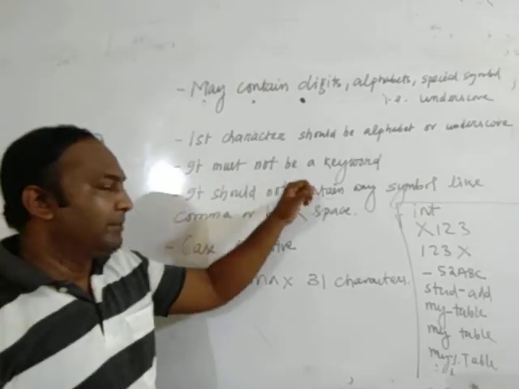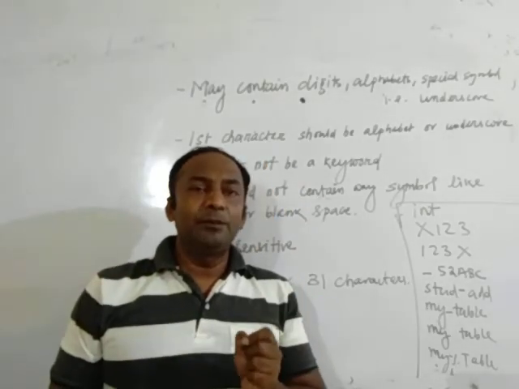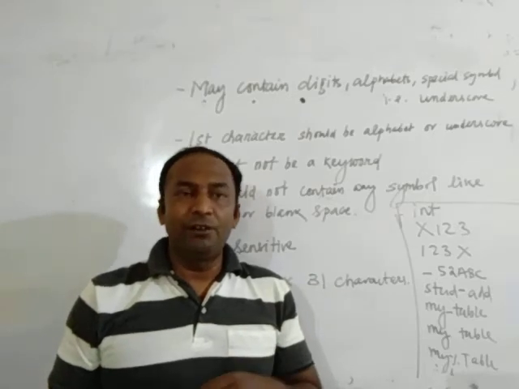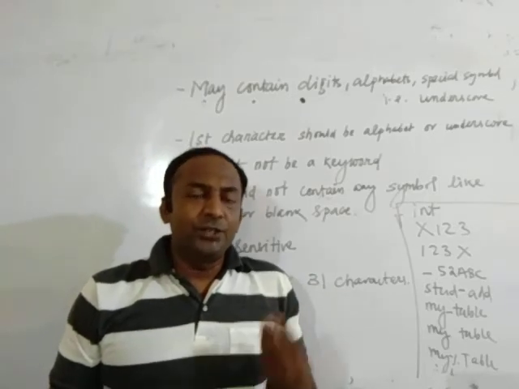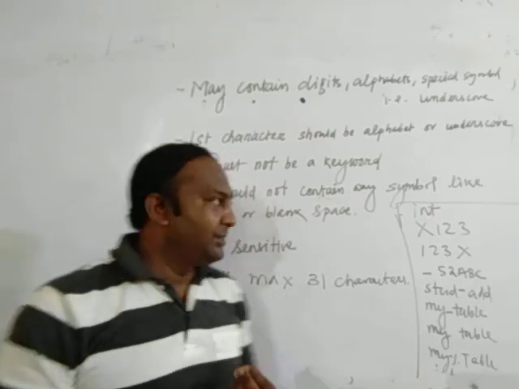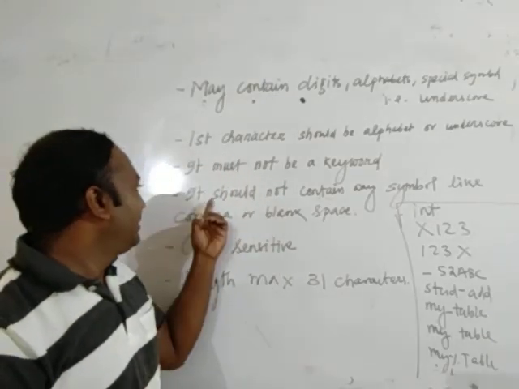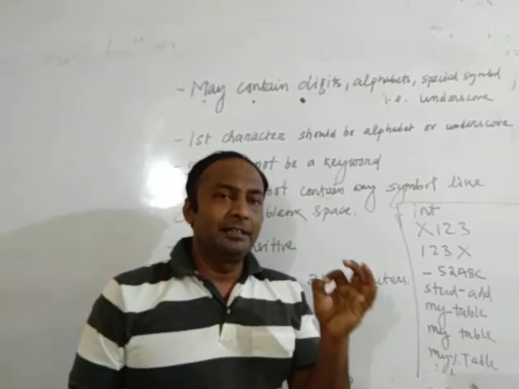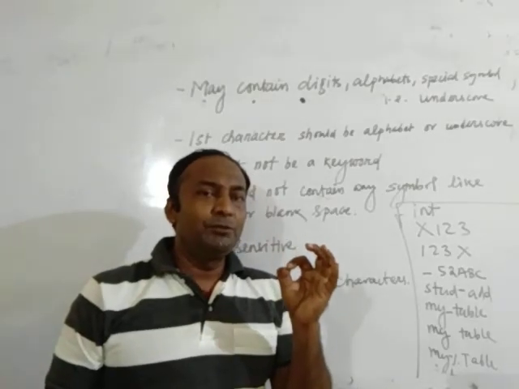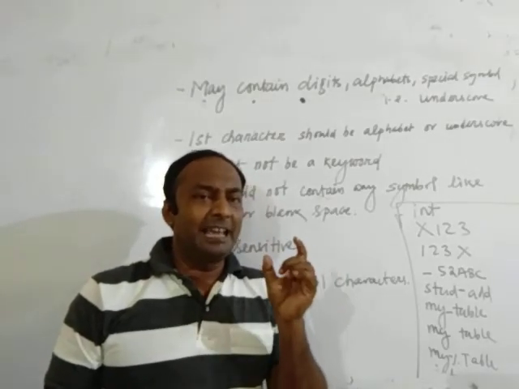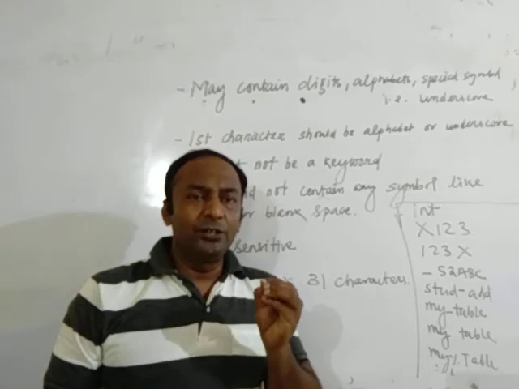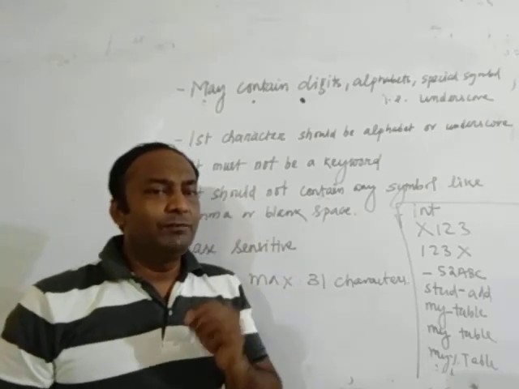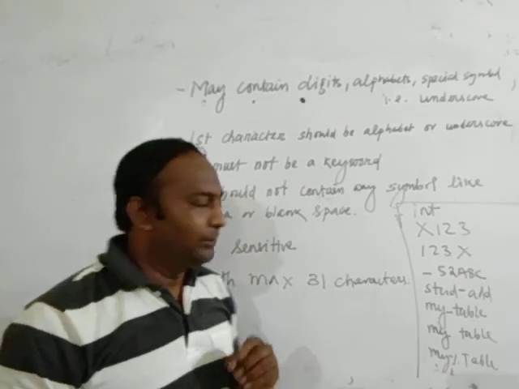It must not be a keyword because keywords are used for a particular purpose. These keywords cannot be used for naming something else. Keywords cannot be used as identifiers because they have a fixed meaning. It should not contain any symbol. No symbol should be present in the identifiers, like comma, semicolon, or dot, because only one symbol is allowed, that is known as underscore.